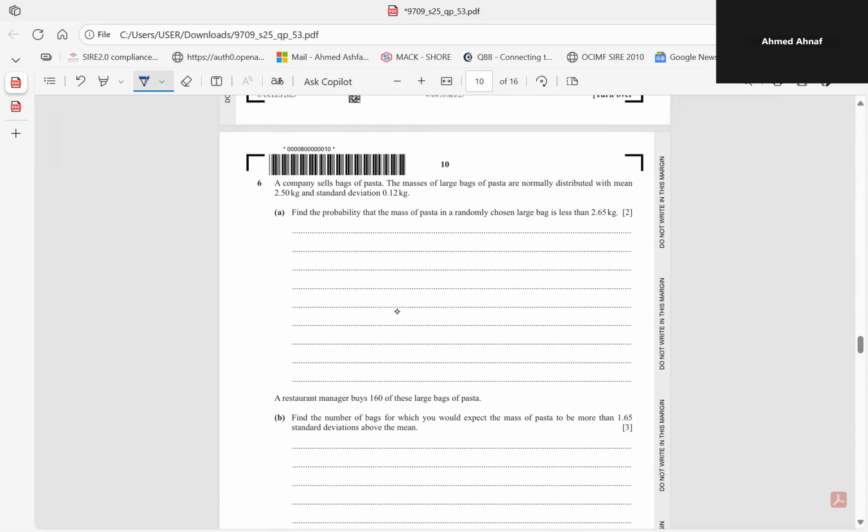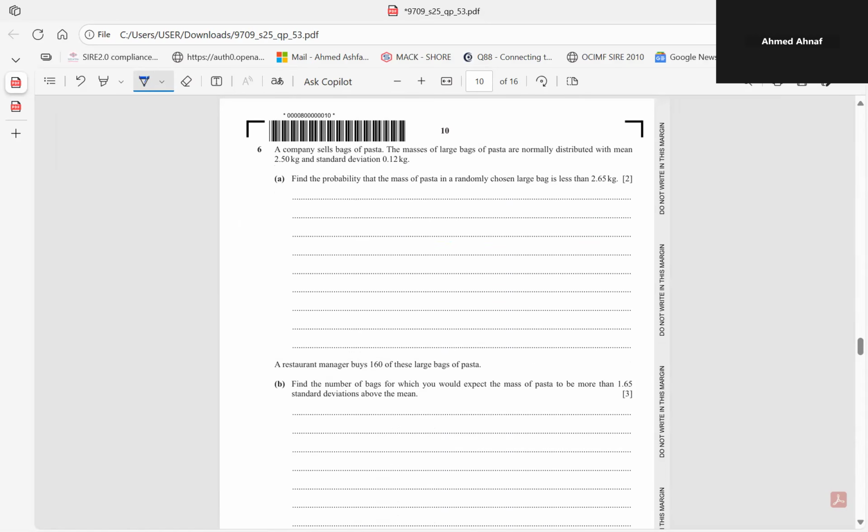Let's head on to the next question. Okay, so for this question, we're told that a company sells bags of pasta. The masses of the large bags of pasta are normally distributed with mean 2.50 kg and standard deviation 0.12 kg. And for the first part, we have to find the probability that the mass of pasta in a randomly chosen large bag is less than 2.65 kg.